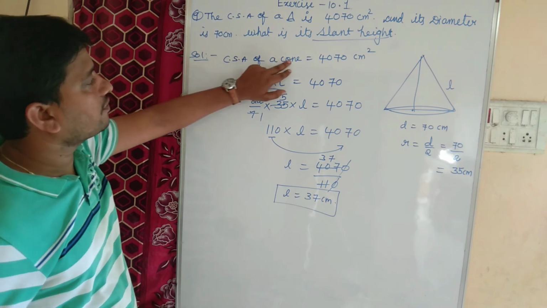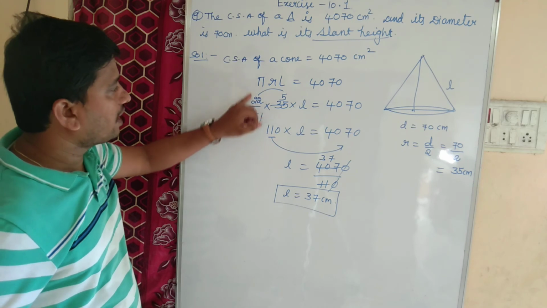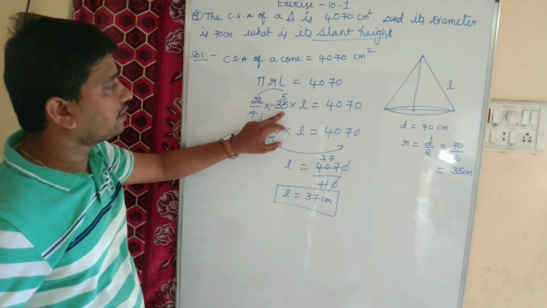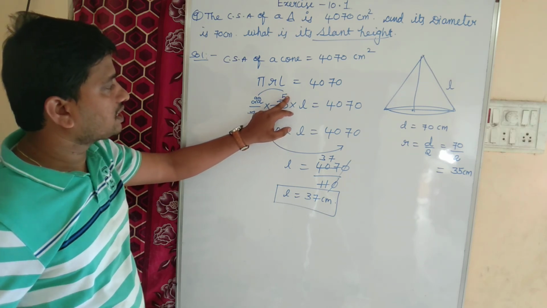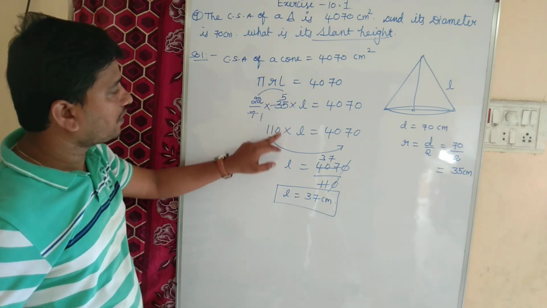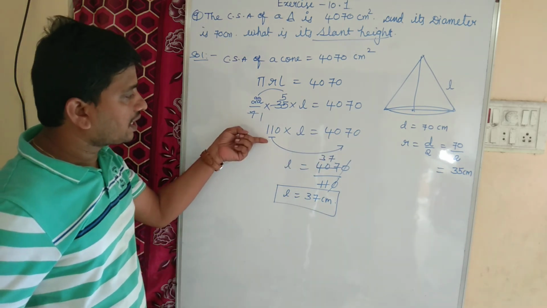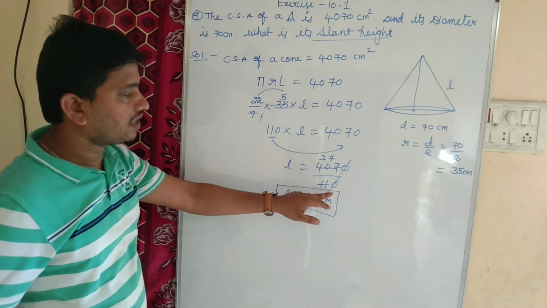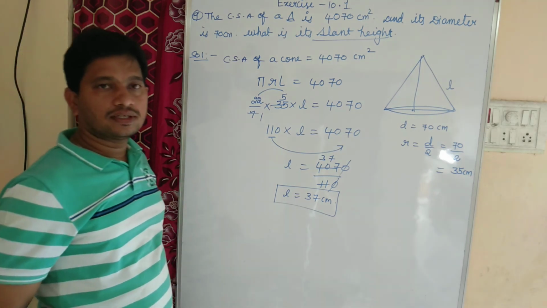So what is the CSA of a cone? CSA of a cone is pi RL. So pi value 22/7, R value 35, and we have to find L. 7 table, 7 1s are 7, 7 5s are 35. 22 into 5 is 110 into L equals 4070. As 110 is multiplying, transpose it will divide. Therefore the slant height of the cone is 37 centimeter.